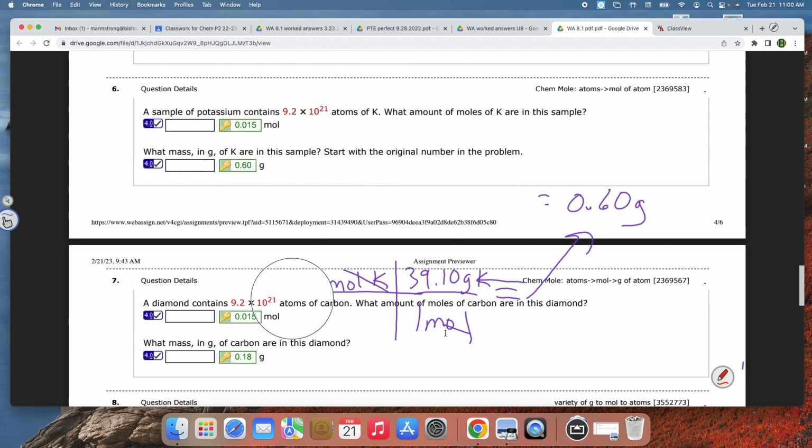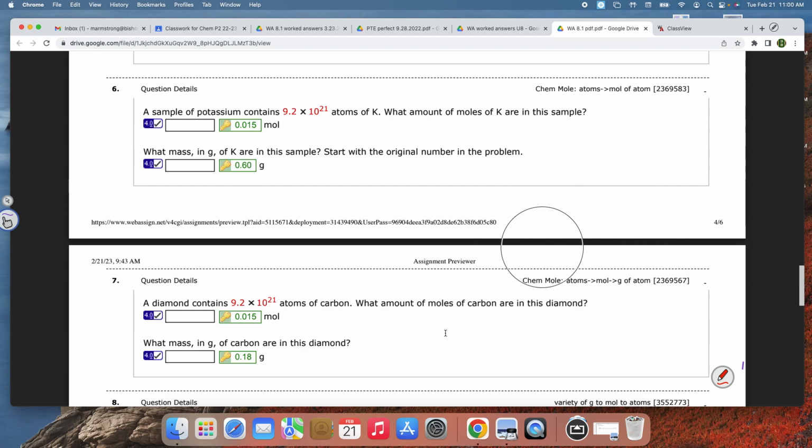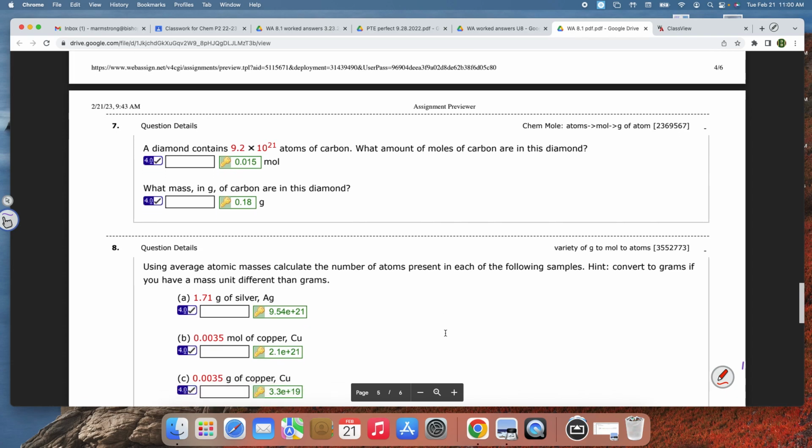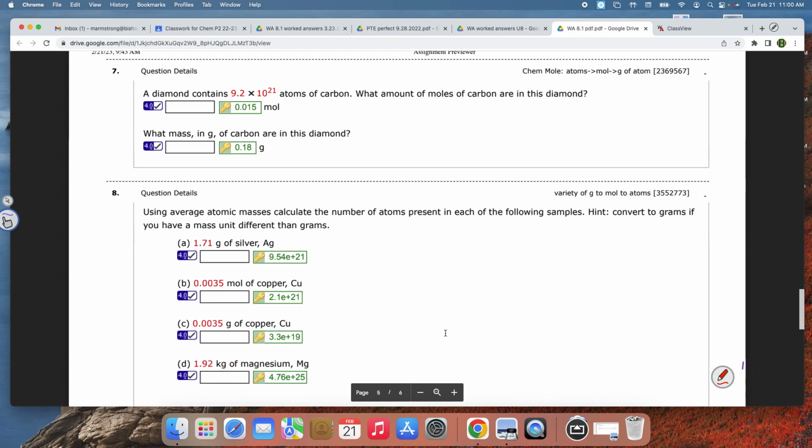Lots of ways to do the same thing. In fact, you could use an alternate method to check your work to see if you were on target. Sometimes your fingers slip on the calculator and you get your final answer wrong. So question 7, a diamond contains this many atoms. What amount of moles is this? It's the same as the last problem, and then you're going to change it into grams.